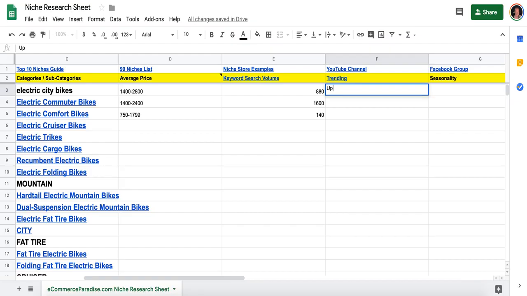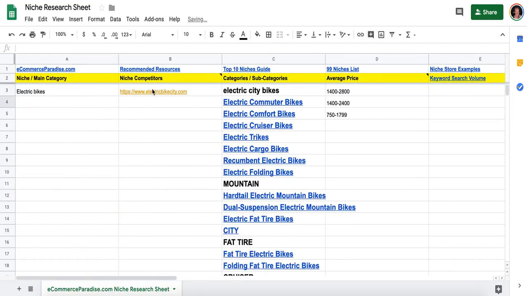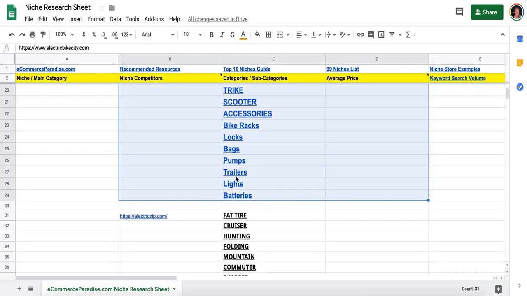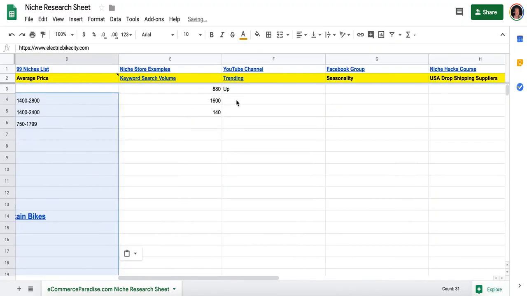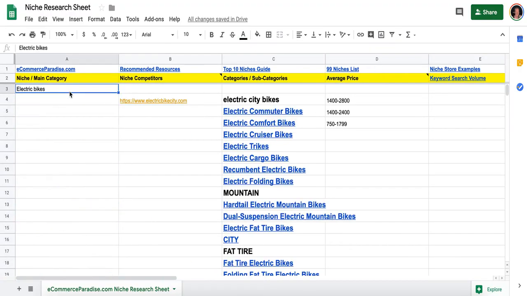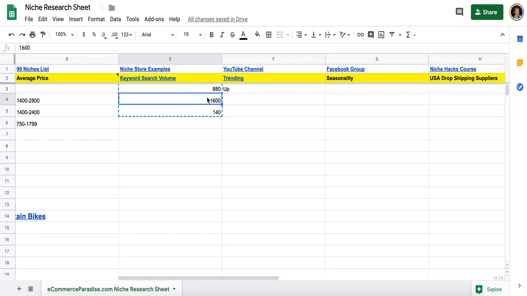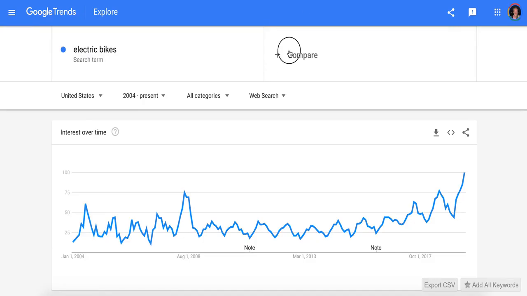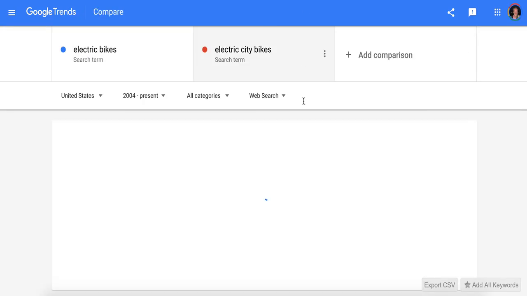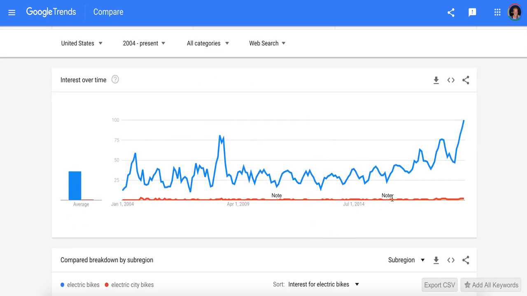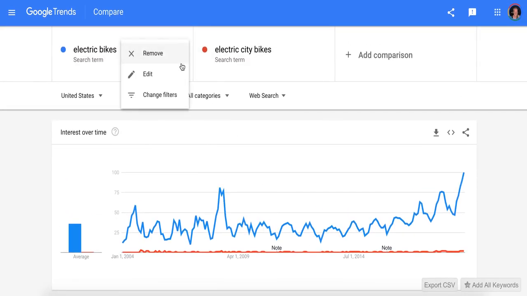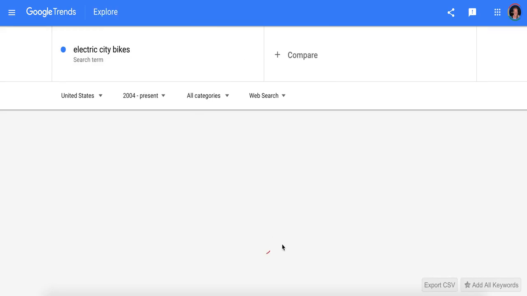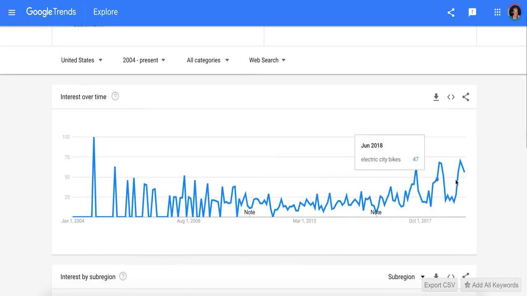So let's say up right here. And even more ideally, I would actually move these down, which I'm going to do right now, because I want that data to be for this category, obviously. All right. So now I'm going to show you what it looks like if I were to put in another keyword, electric city bikes. You can even use the compare function here. See how you can't even tell because the keyword volume is so much less. So you can remove the original one and just compare categories to each other.